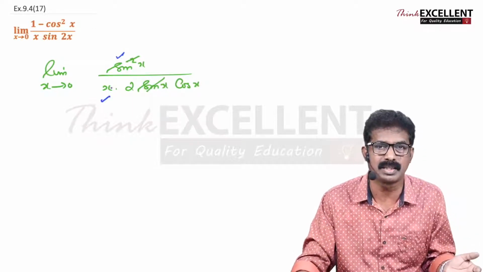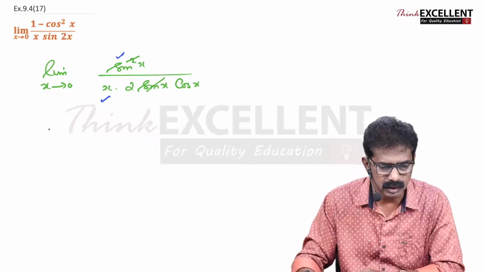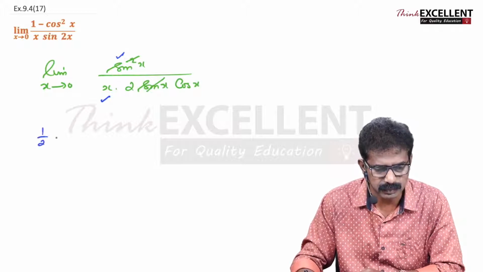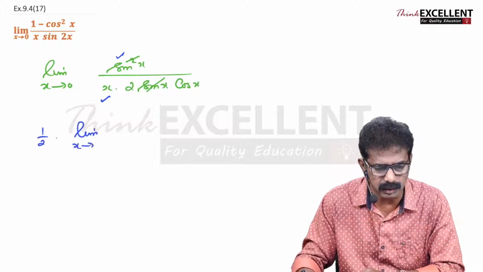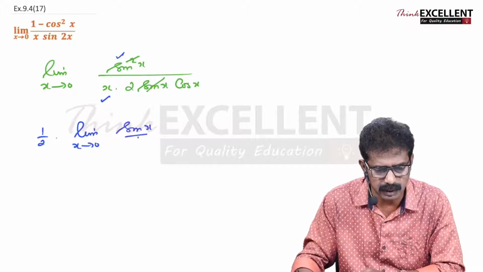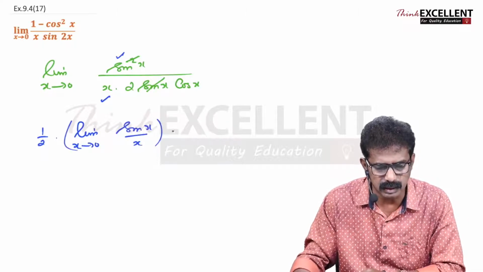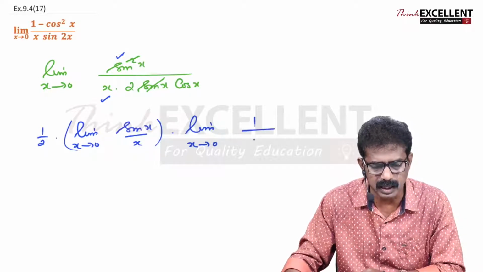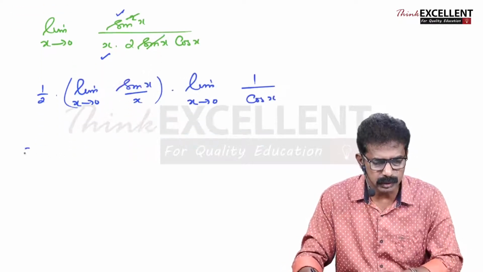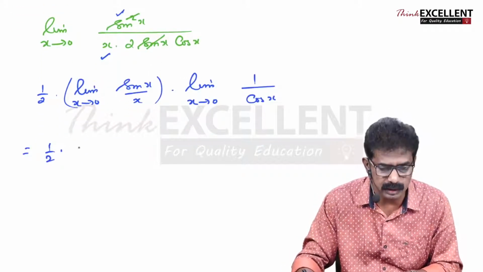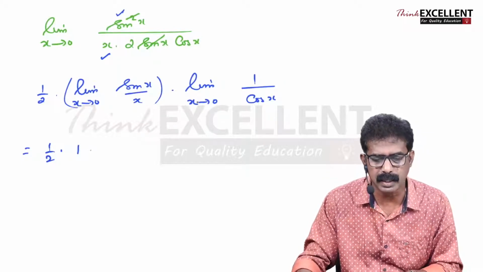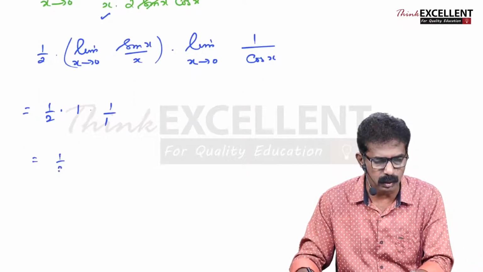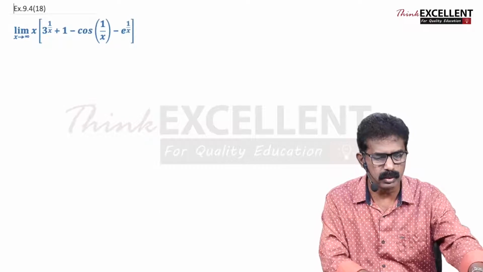So what you studied in the previous classes also will be used. We split into two limits. This 1 by 2 is a constant, take it out. Limit x tends to 0, sin x by x, because we know its answer is 1, right? Into the remaining limit x tends to 0. What is left out? Only that 1 by cos x, right? So that is 1 by 2 into limit theta tends to 0, sin theta by theta, which is 1. Here you apply x, you put 0. Cos 0 is 1, so 1 by 1. So your final answer is what? 1 by 2. Okay, now let's move on to question number 18.